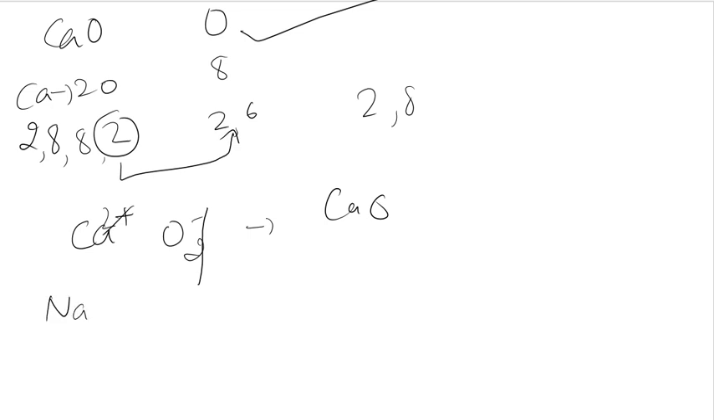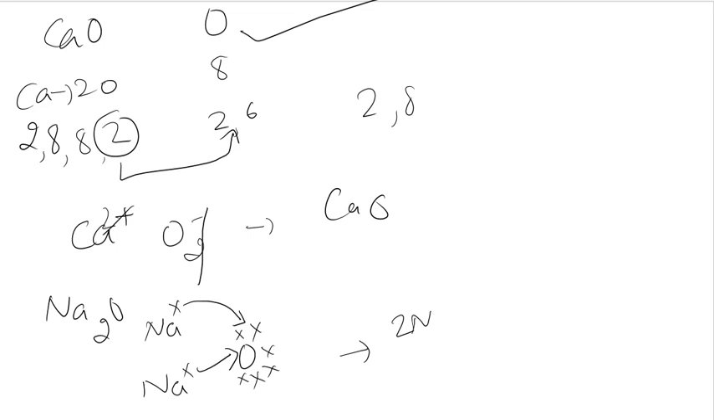The next example is Na2O. You can see oxygen has 6 electrons: 1, 2, 3, 4, 5 and 6, and sodium has only 1 electron. It will be given to the oxygen, and one more sodium will come and also transfer. Oxygen will accept 2 electrons from 2 sodium atoms, and it will become 2 Na plus and O2 minus. These charges cancel and it becomes Na2O. So this is all about ionic bond and its examples.